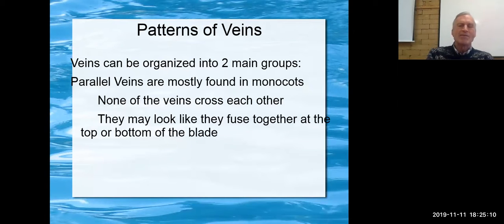So now the patterns of veins. Veins can be organized in two main groups. Parallel veins are mostly found in monocots. None of their veins cross each other. They may look like they're fused together at the top or the bottom of the blade, but they don't cross. They're just parallel to each other.